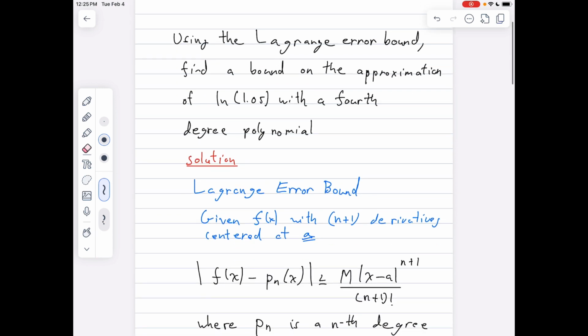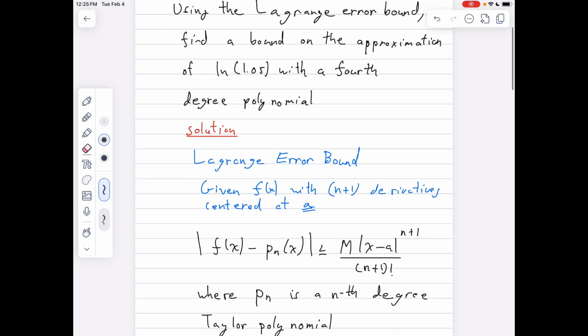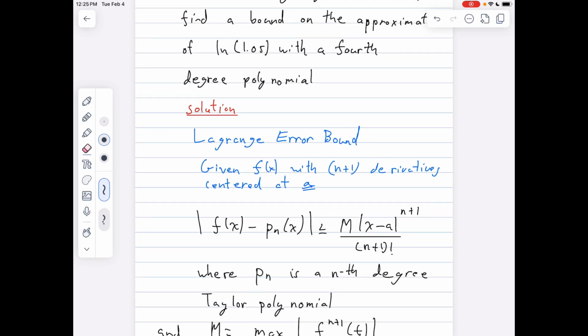So you're given f of x with n plus 1 derivatives, centered at a. What we mean by the center, just as a reminder, if you're figuring out a Taylor polynomial, you took a bunch of derivatives at a certain point. The center is that point itself here. All right, well, what the error bound theorem says is this.